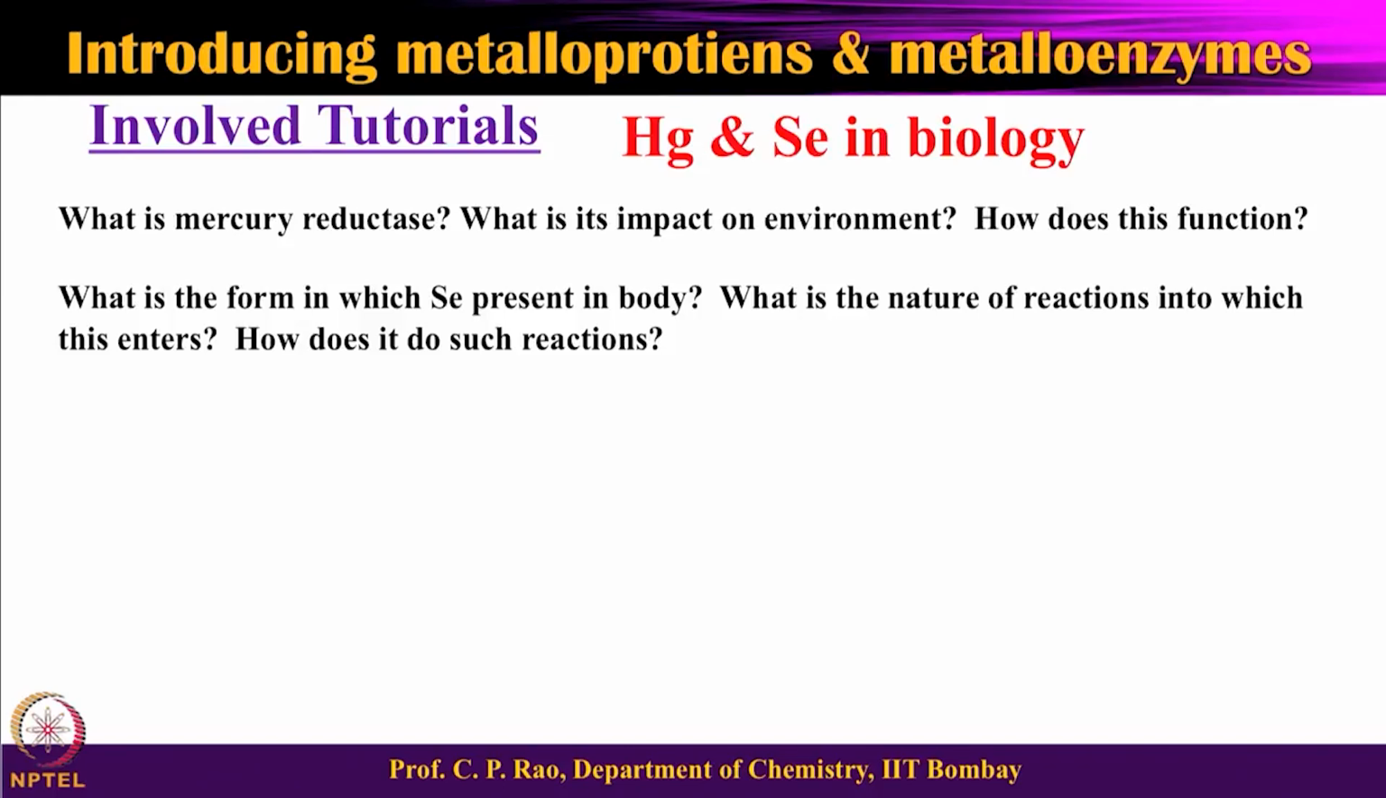The mercury 2+ in fact is a more dangerous species for the biological system. Mercury 0 is much less dangerous to the system. That is why the mercury 2+ toxicity is being reduced to mercury 0. In fact, this happens by an enzyme called mercury reductase. This is present in a large number of microorganisms.